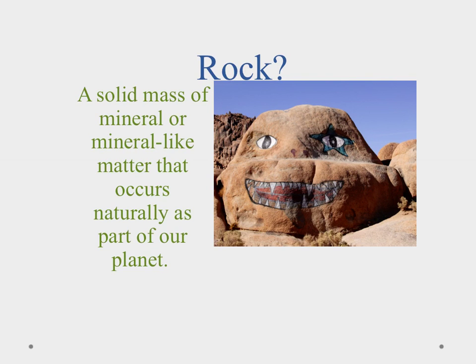Okay, so to begin, we need to define what is a rock. A rock is a solid mass of mineral or mineral-like matter that occurs naturally and is part of our planet. So if it is solid, it can be a rock. If it occurs naturally, meaning it's naturally there, it counts as a rock. And as long as it's part of our planet, it's going to be a rock.